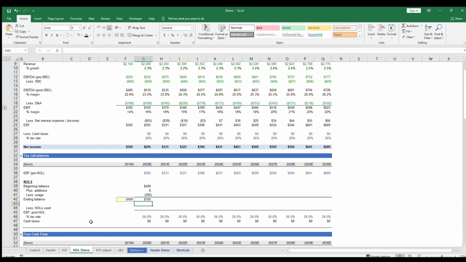Then, your ending balance is the sum of the beginning balance plus any additions or usage during that period. The last step is to calculate your post-NOL EBT and the cash taxes due on that amount. Then, this cash taxes paid links back up to your free cash flow model. Easy as ABC.